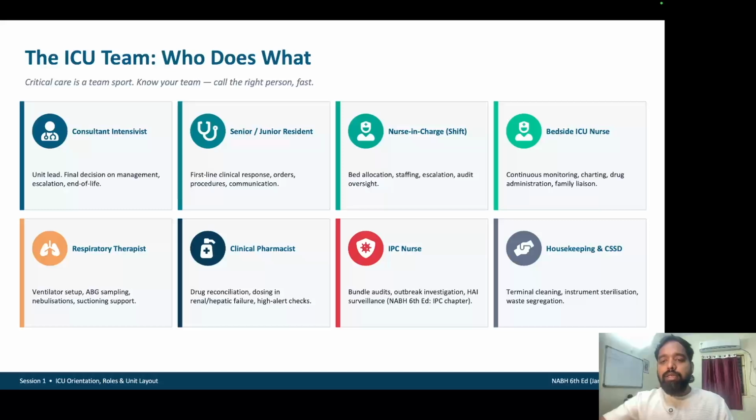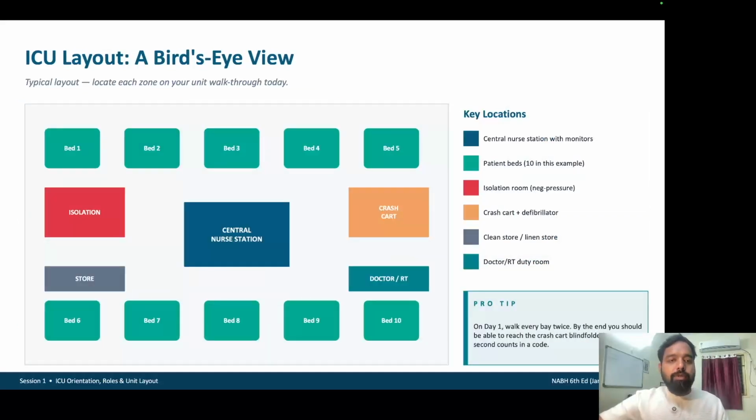And the key people, the housekeeping and the CSSD department, will make sure of terminal cleaning, instrument sterilization, and waste segregation. This image depicts a schematic of an ICU layout which involves various beds and cabins, and space allotted for the nursing station, isolation, storage area, the crash cart area, and the doctor's area. Everything differs as per the setup and the hospital's convenience and the space availability of each institution.